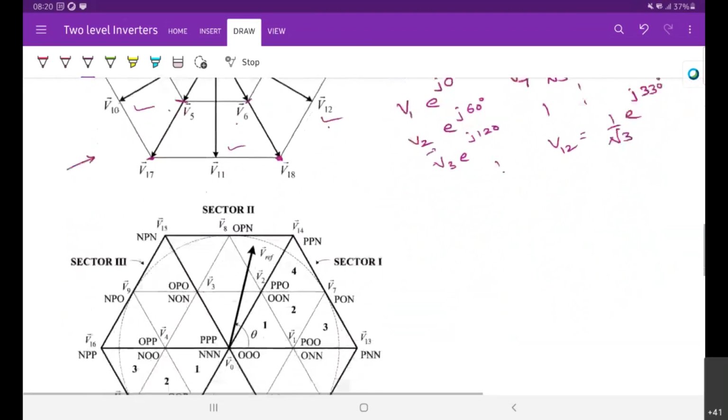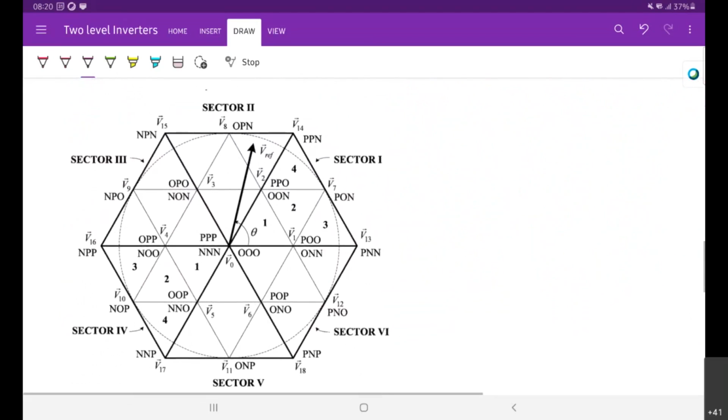Right? So now we divide this one. This is the complete space vector diagram. We have the zero vectors here: PPP, NNN, and 000. Then the small vectors. We have two switching states for each small vector, either P state or N state. If it is P state, we have P00. If it is N state, 0NN.